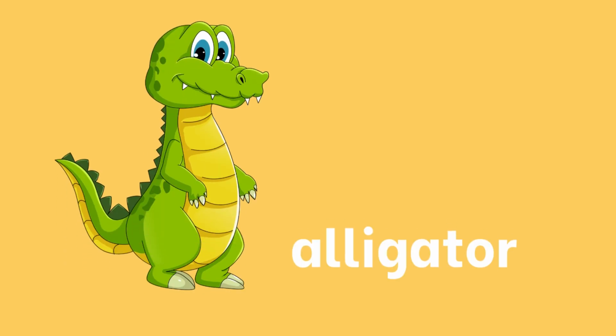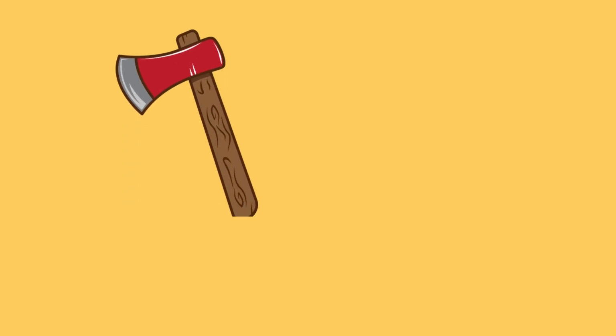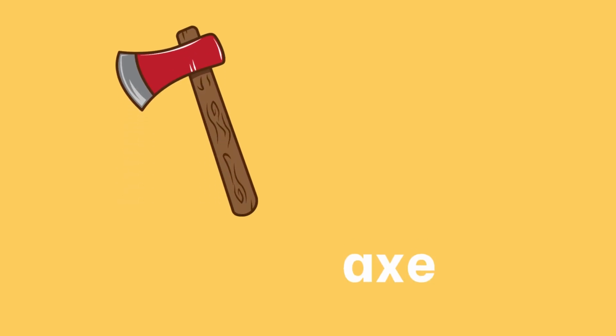The next one is alligator. A alligator. Say with me. A alligator. The next word is X. A. Say with me. A. X. Very well done. Next word is arrow. A. Arrow. Say with me.